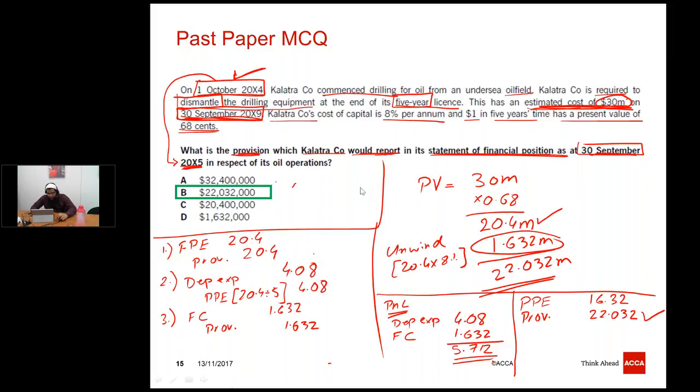Bilal Tar is asking if the cost of equipment was on present value, then what will be the amount in P&L? Bilal, whatever is the present value, 8% of that is in P&L. Dhyani is asking, can you please tell the unwinding of second year? Okay. Simran, I have already written the double entries. The provision credit by 20.4 and the provision credit by 1.632. That's why we have added it.